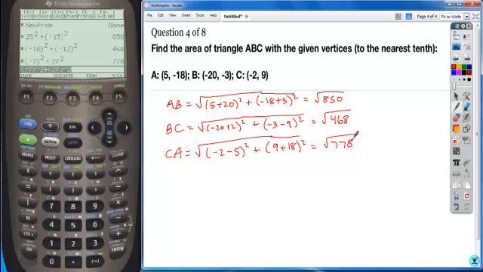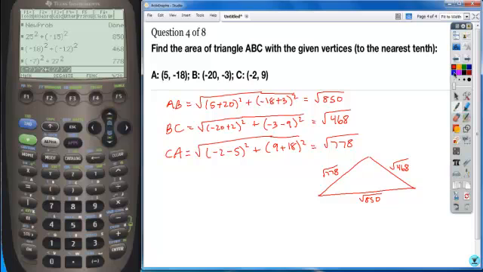Okay, so what we want to do with this calculation is determine what type of triangle we have. We can see if the sum of the squares of the two smaller sides equals the square of the longest side. If so, you have a right triangle, which would be the easiest one to calculate. That is not the case here, so we have a non-right triangle. So we can just label our sides. We have root 850, root 468, and root 778.